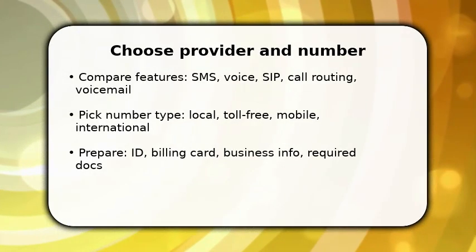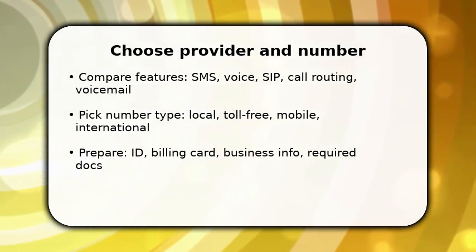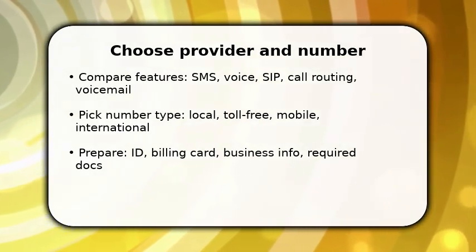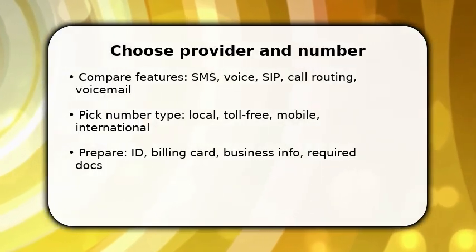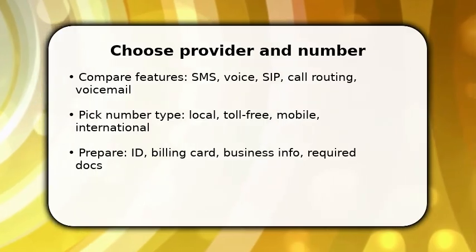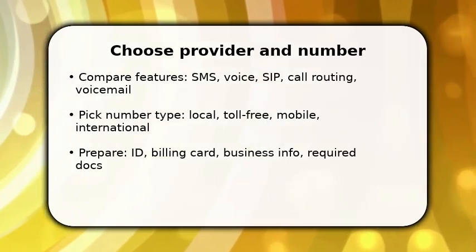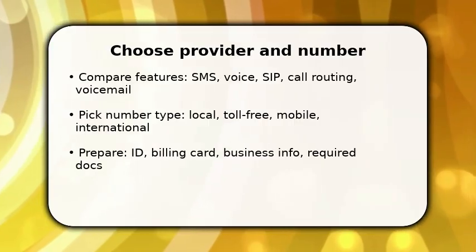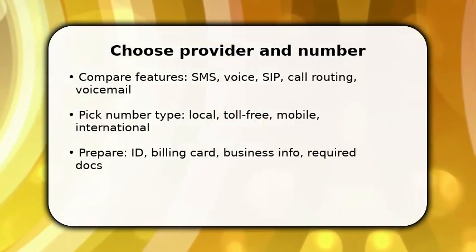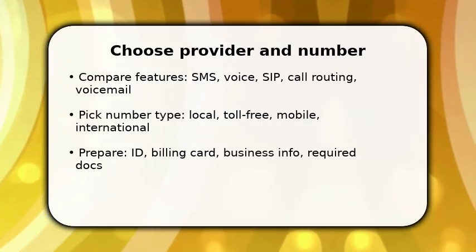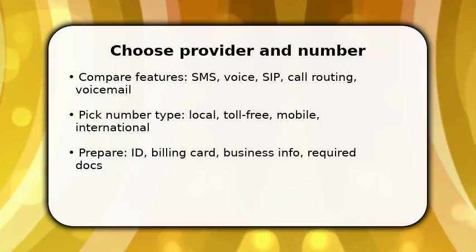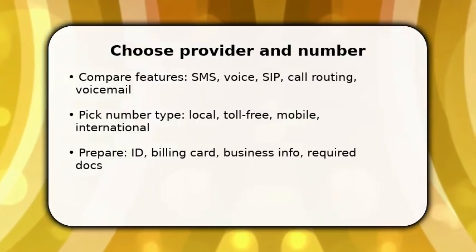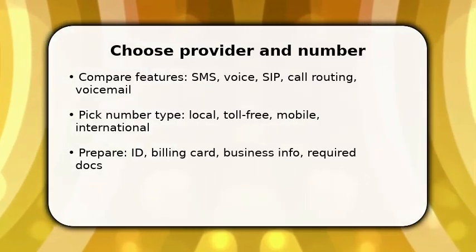You begin by selecting a provider that matches needs: SMS, voice, SIP, and integrations. Create an account and verify identity with ID and billing info. Once done, search and reserve the number type you want: local, toll-free, mobile, or international, and confirm cost and monthly fees. Make sure to enable any optional features like CNAM or SMS enablement during purchase. You're now ready to move from acquisition to routing and setup.